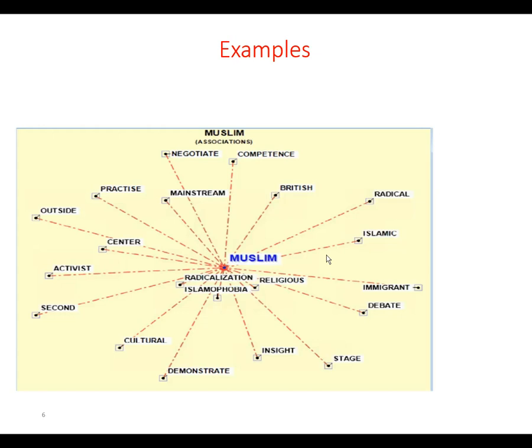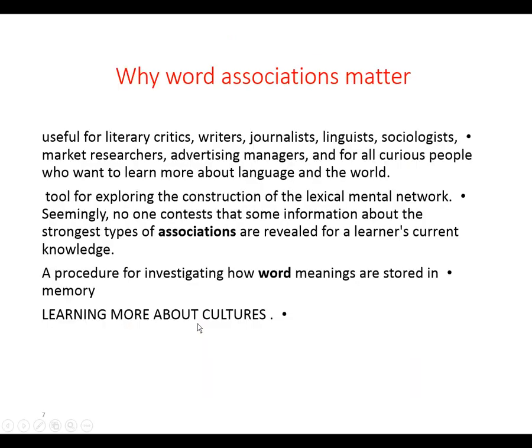لازم نعرف إن word association ده بتاع كل واحد فينا. Regarding any word, it is shaped by our experience, by our world knowledge, by our culture, by our biases, expectations, by our fears. Lots of things. So this is why our word association is so personal, as I told you before.